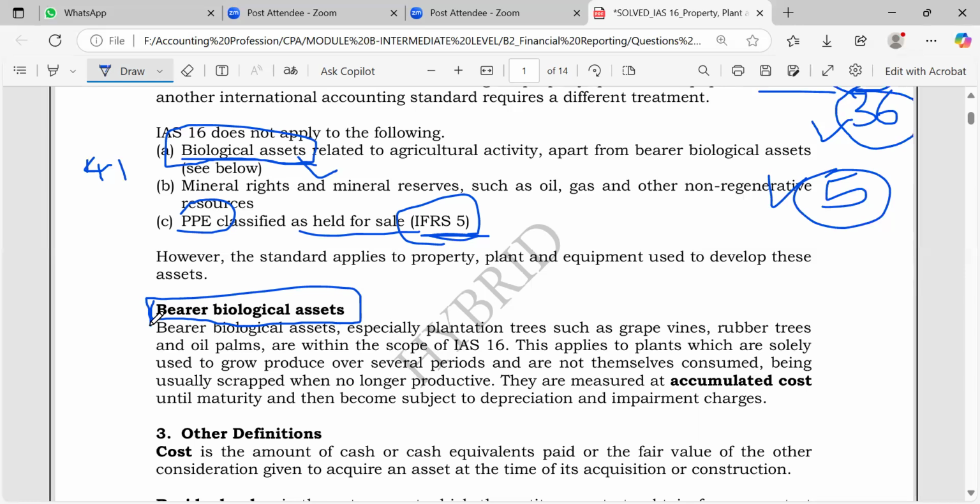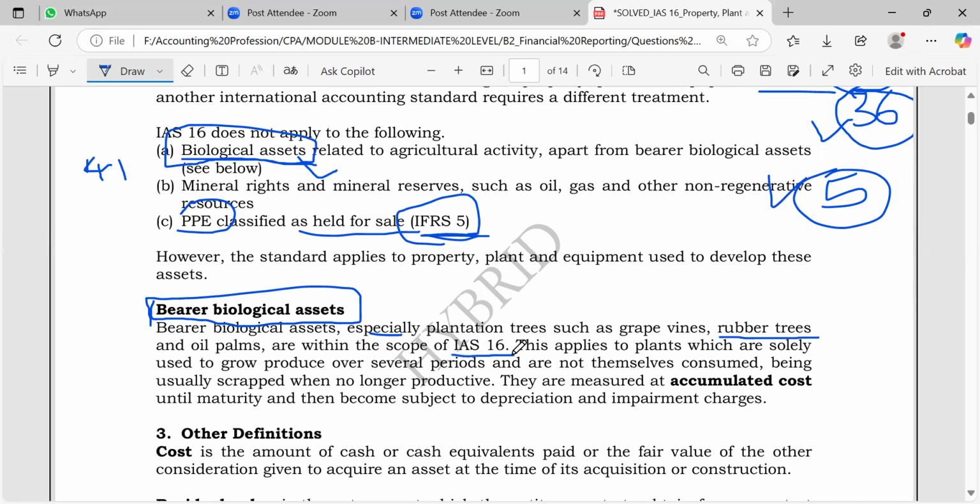For example, you have a cow. A cow would have the milk, so it could have the agricultural produce. You could have maybe the biological asset, but we won't deal with that. But they're just trying to tell you that you can have something called bearer biological assets. For example, there are biological assets, especially plantation trees such as grapevines, rubber trees. I gave an example of rubber trees, and oil palms are within the scope of IAS 16.